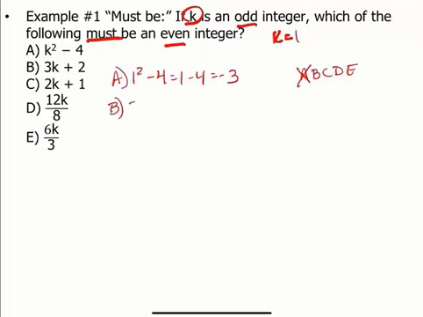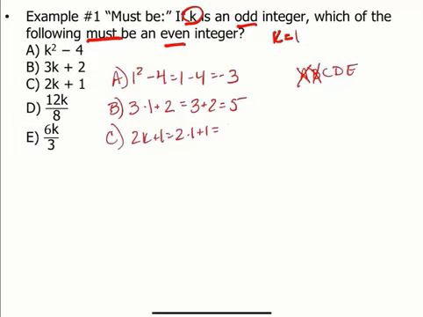B, 3k plus 2, 3 times 1 plus 2. 3 plus 2 is 5. Is that an even integer? No. Cross off B on your scratch paper. C, 2k plus 1. 2 times 1 plus 1. 2 plus 1 is 3. Nope, not an even integer. See how quickly we're able to eliminate most of these answer choices because we chose a simple, easy number to work with.